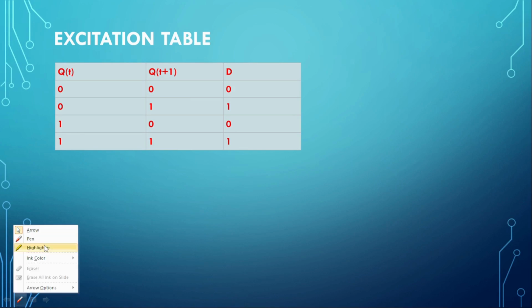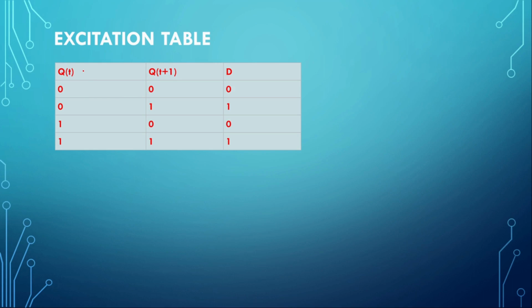Excitation table. So you need to draw Qt plus 1 or Qn plus 1, both will be the same. And you need to mention the last column with D. As usual, 0011 0101. And D is filled with 0101. This is the excitation table of D flip-flop.